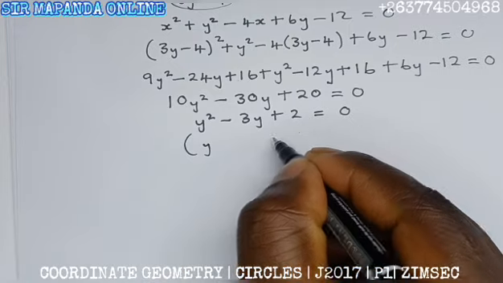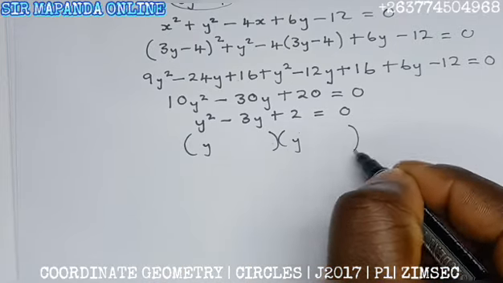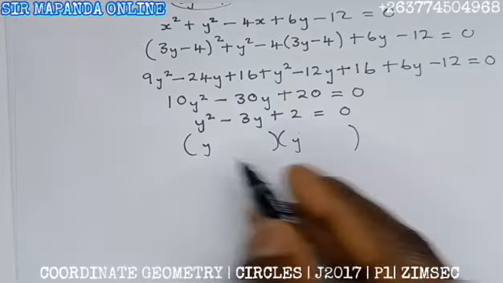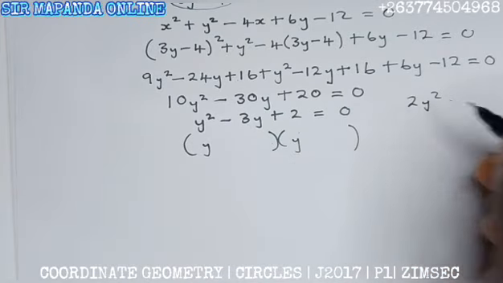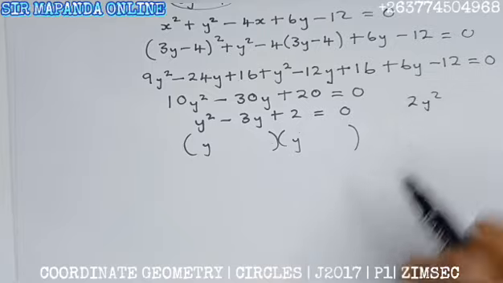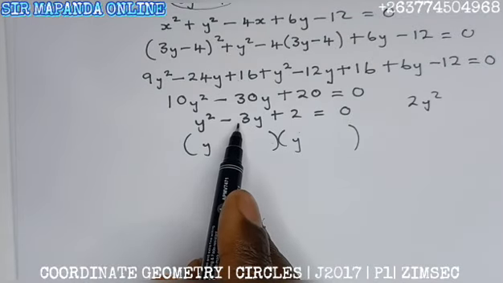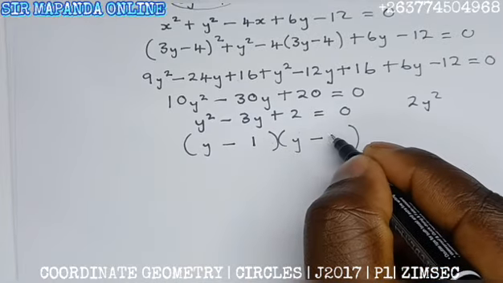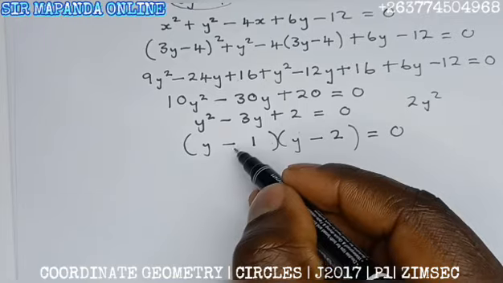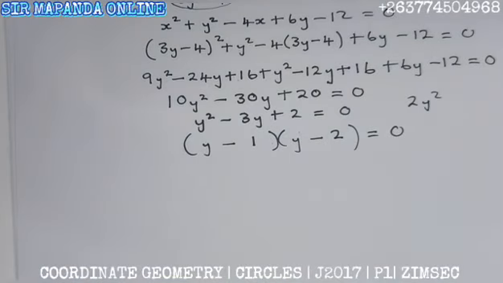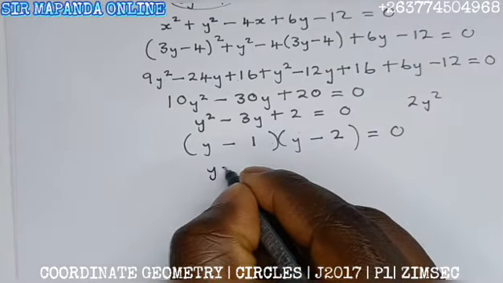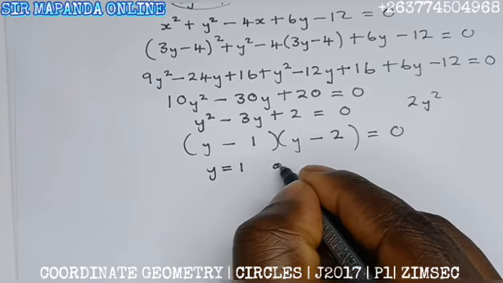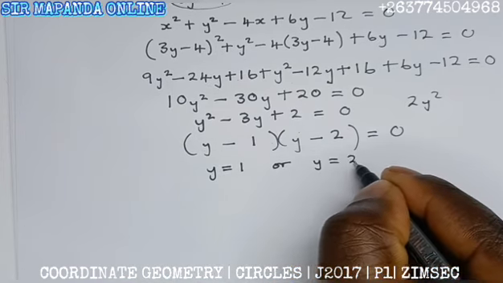So if we factorize, we are looking for factors. y squared times 2, you get 2y squared. So we are looking for factors of 2, which give a sum of minus 3. We have minus 1 and minus 2. Minus 1, minus 2, they give you minus 3. If you multiply them, they give you positive 2. So these are the factors required. So in this case, we are saying y is equals to 1 or y is equals to 2.